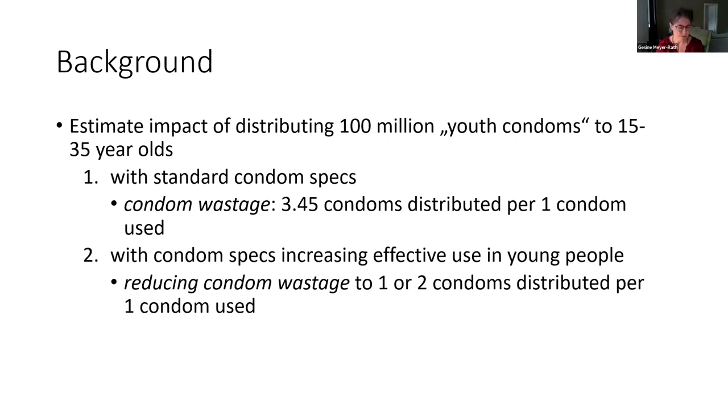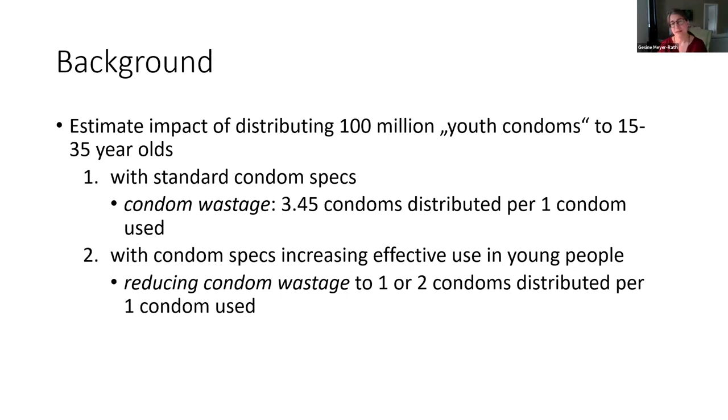So this condom leads to a situation where in the model, we have to assume that for 3.45 condoms distributed, 1 condom is used. So basically, we're wasting 2.5 condoms for every condom that is used to protect the sex act in order to make sense of both the huge amounts of volumes that we're distributing and the still resulting incidents.